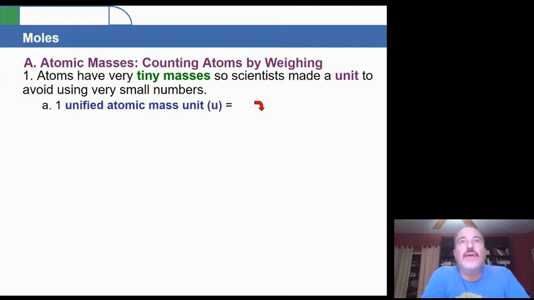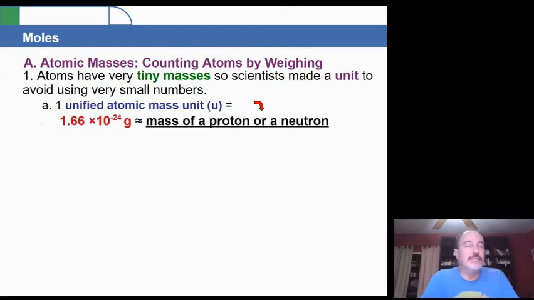Therefore, chemists have devised a unit specifically for individual atoms, known as the Unified Atomic Mass Unit, or just U for the symbol. And it is approximately 1.66 times 10 to the negative 24th.